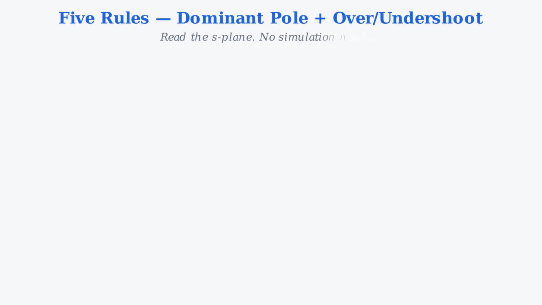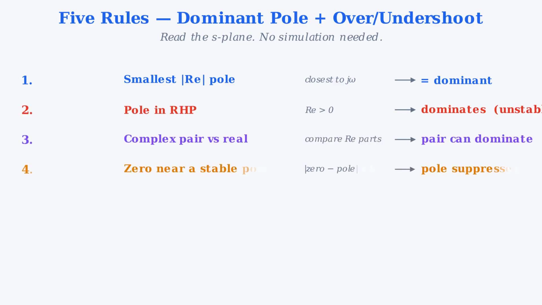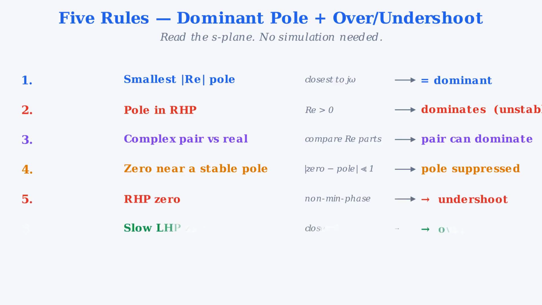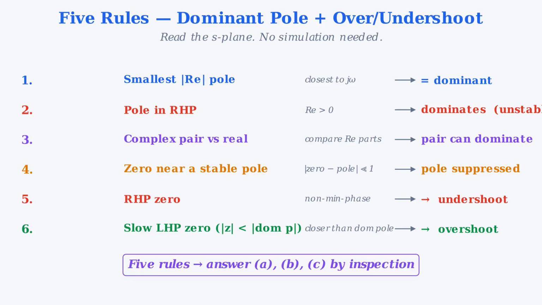Rule 1. The dominant pole is the pole with the smallest absolute real part. In other words, the pole closest to the imaginary axis. That is the slowest mode, so it dominates the long-term decay. Rule 2. If any pole sits in the right half plane, the system is unstable. That right half plane pole automatically dominates because the response grows exponentially and overwhelms every stable mode.